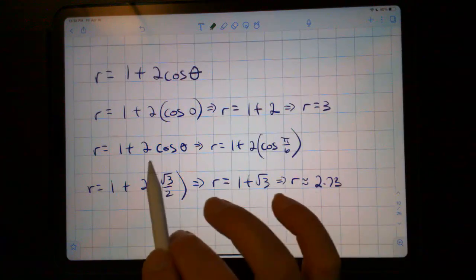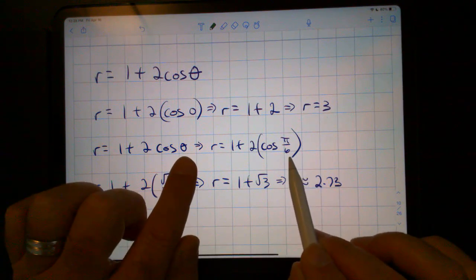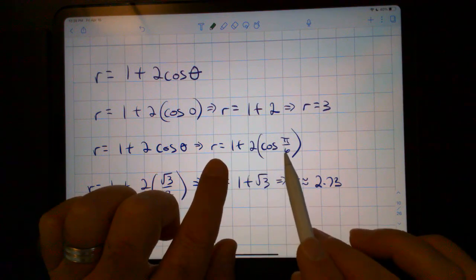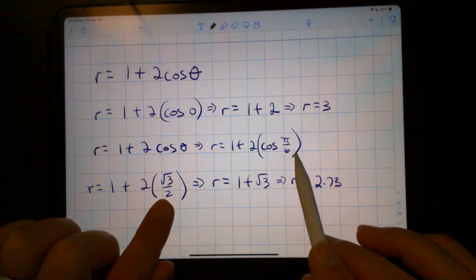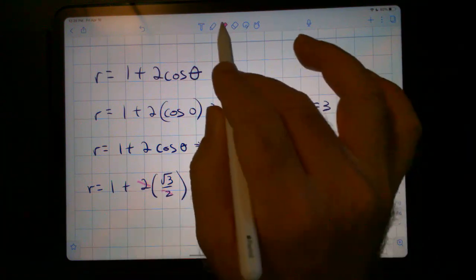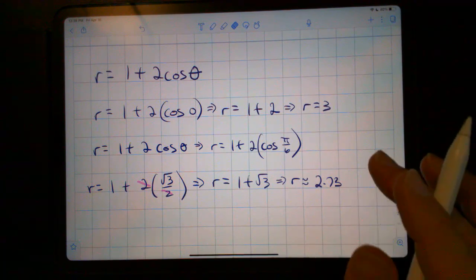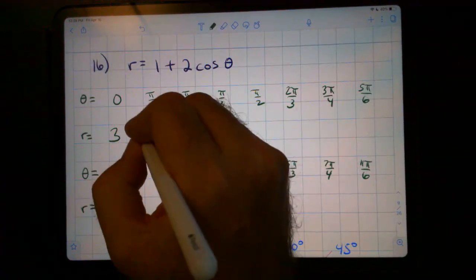And then I'm doing the same thing again. When theta is pi over 6, we have r equals 1 plus 2 times cosine of pi over 6. But cosine of pi over 6 is radical 3 over 2. Here the 2's simplify out, and we get 1 plus radical 3, which is about 2.73. So that's what I'm doing on all of these.